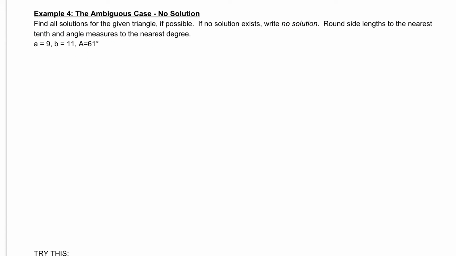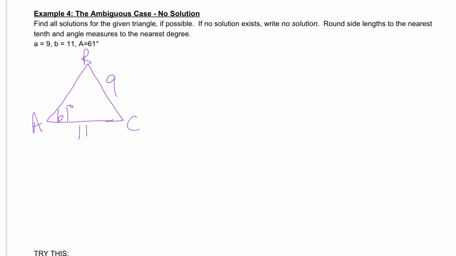First thing we're going to do is set up our triangle. So let's do that. We have A, B, and C. Angle A is 61 degrees. Side a is 9, and side b is 11. As we can tell, in this problem we have a side-side-angle. And that means that we might have one of those three cases: either no solution, one solution, or two solutions.